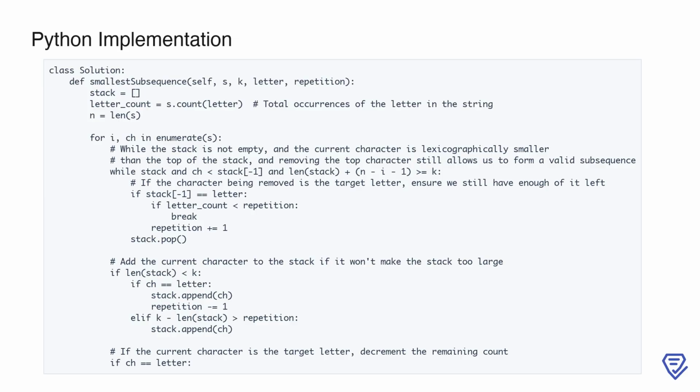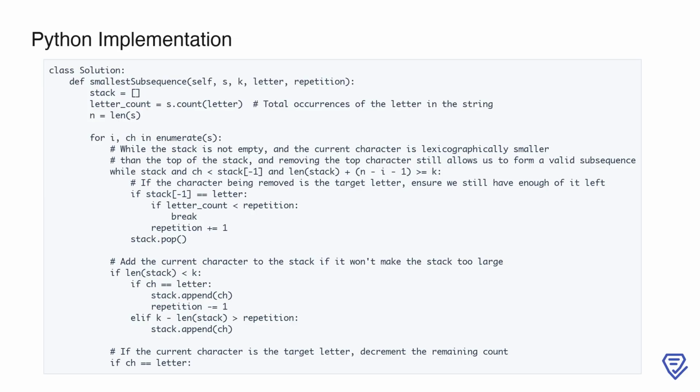Next, we loop through each character in the string, tracking both the character and its index. Inside the loop, we use a while condition to check if the current character is lexicographically smaller than the top of the stack, if removing the top character still allows us to form a valid subsequence of length k, and if the stack is not empty. If the top character of the stack is the target letter, we also ensure that enough instances of the letter remain to meet the required repetition.